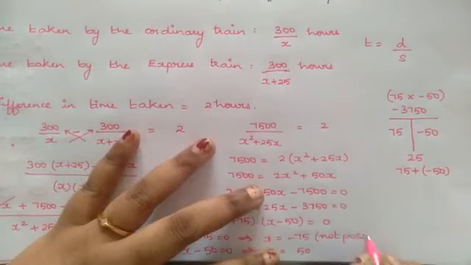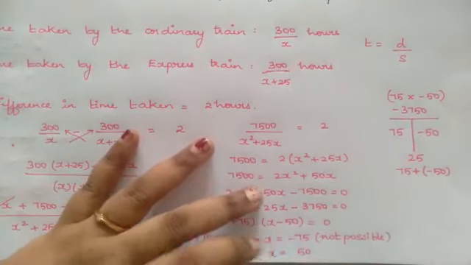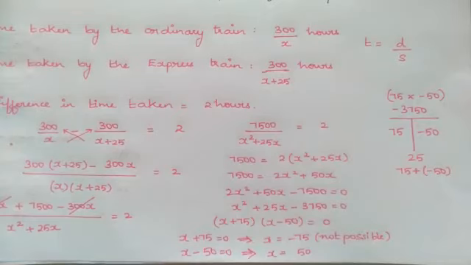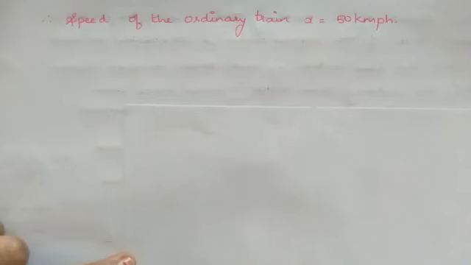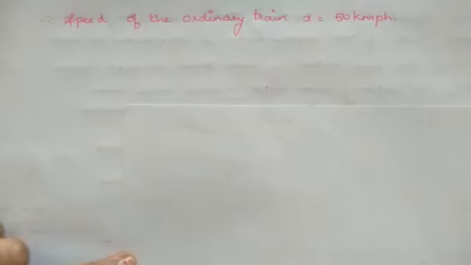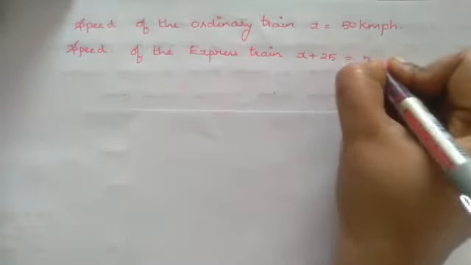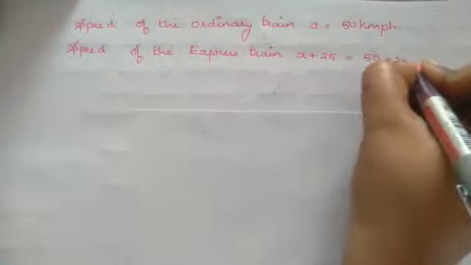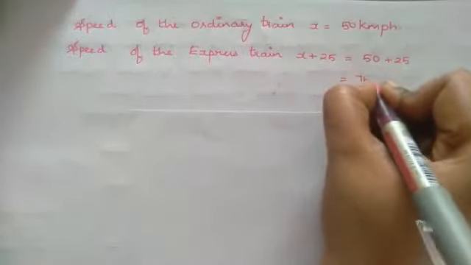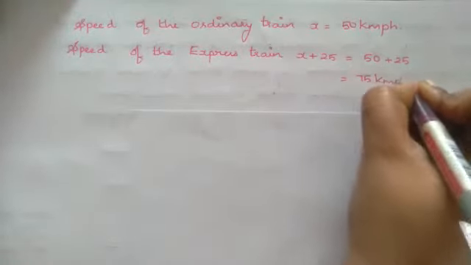So what is possible then? x equal to 50 is the only possible thing. So x equal to 50 becomes the speed of the ordinary train, that is 50 kilometers per hour. But what is the question? We are supposed to identify the speed of the express train. So x plus 25 kilometers per hour becomes 50 plus 25, that is 75 kilometers per hour. That's it.